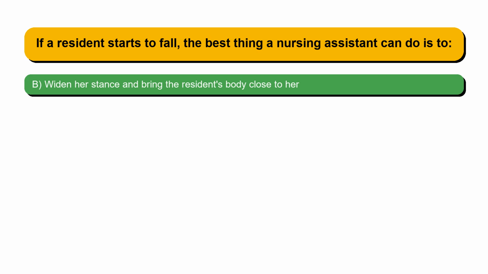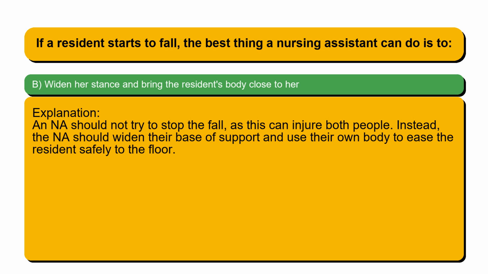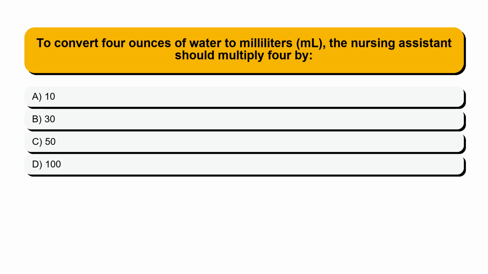Widen her stance and bring the resident's body close to her. An NA should not try to stop the fall, as this can injure both people. Instead, the NA should widen their base of support and use their own body to ease the resident safely to the floor.